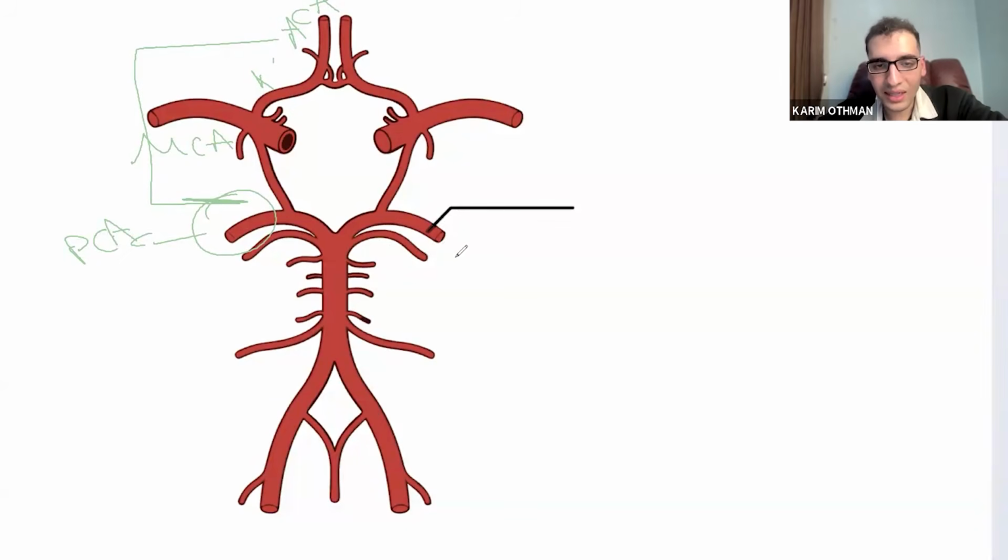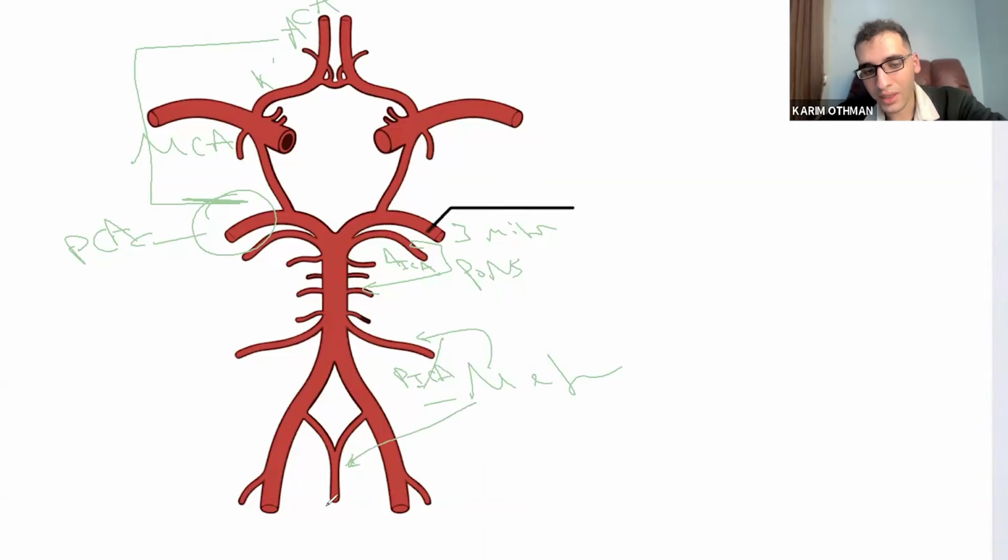Also the midbrain is here. The midbrain is also supplied by the posterior cerebral artery, and the posterior cerebral artery will also do another thing. And then we have the pons. The pons will be basilar artery and the ICA. And then we have the medulla. The medulla will be PICA here. That's PICA. And anterior spinal artery here. Okay.